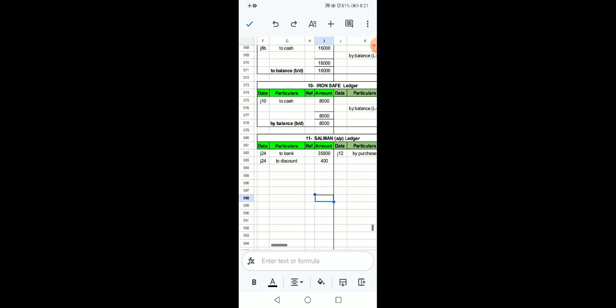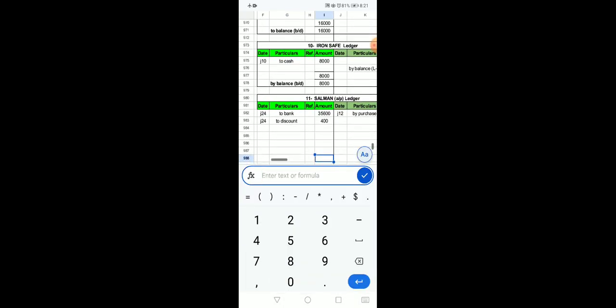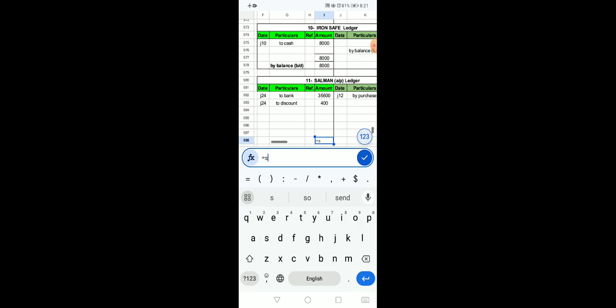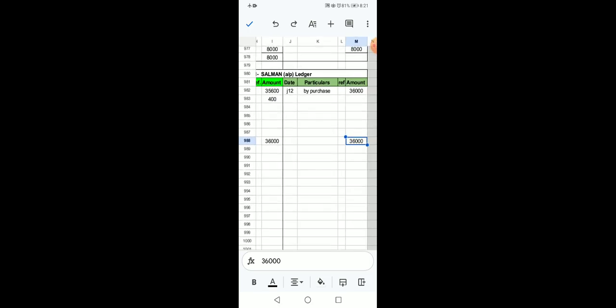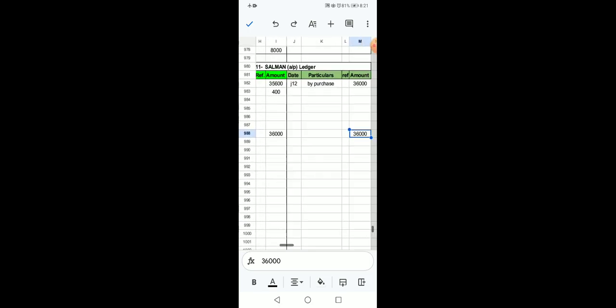It's time to write down its balance. For balance, we are going to calculate the sum of both sides. For the sum of the debit side, we will take help from Excel. There are two amounts present over here. The sum of these two amounts is 36,000 and the sum of the credit side is also 36,000. Why? There is only one amount written on the credit side.